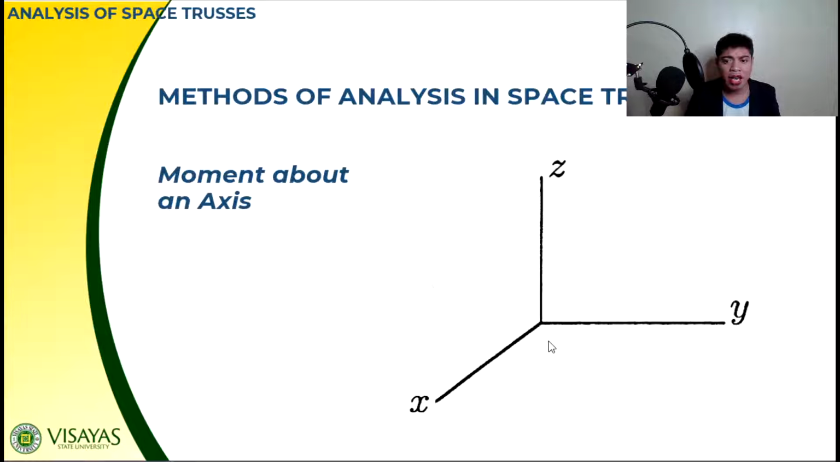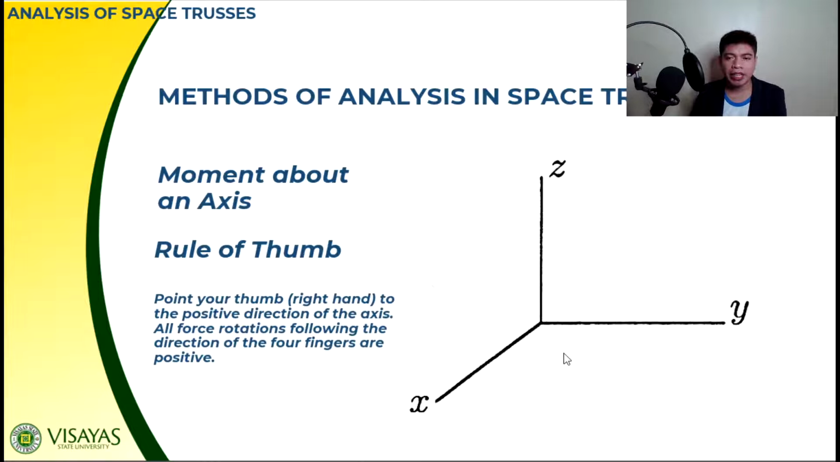Meron kasing moment about an axis. So di ba guys, gumagamit tayo dito ng rule of thumb or right hand rule. Right hand rule, tawag natin dito, or rule of thumb. So bali, all we need to do is kapag nag-moment tayo sa space truss about any axis, guys, all we need to do is to point your thumb, right hand rule kasi ang tawag dito. All you need to do is to point your thumb to the positive direction of the axis, then all force rotations following the directions of the four fingers are positive.